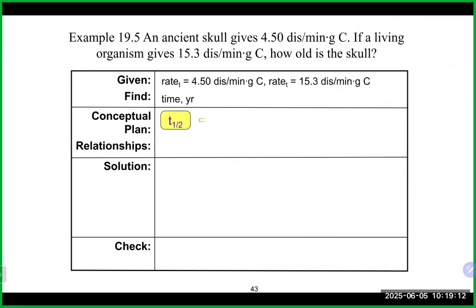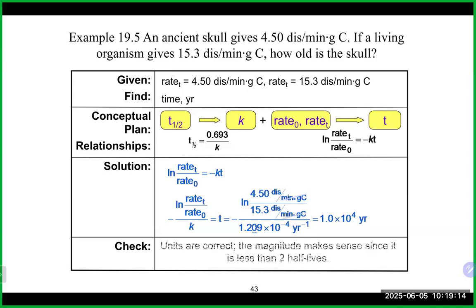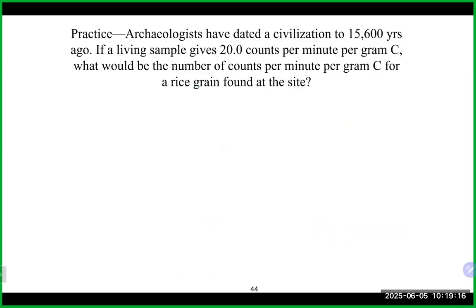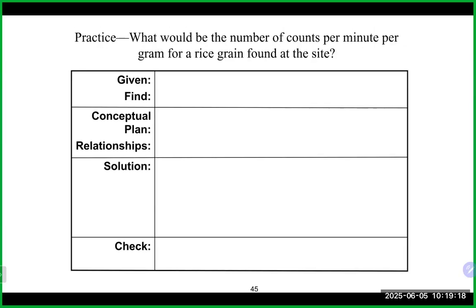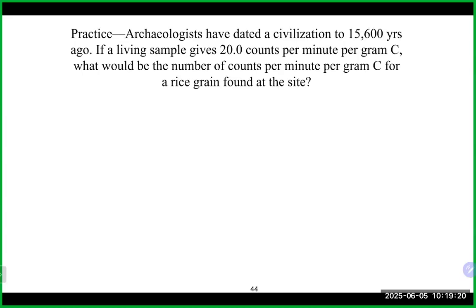Why don't you try another one here? Yeah, we'll use this one. Archaeologists have dated the civilization to 15,600 years old. If a living sample gives 20 counts per minute per gram of carbon, what would be the number of counts per minute per gram of carbon for a rice that's found on the site? So why don't you give that a go?